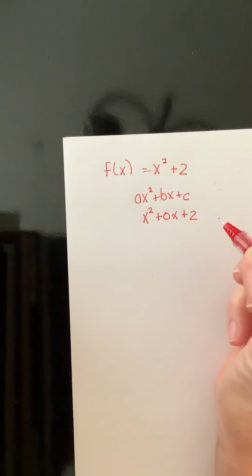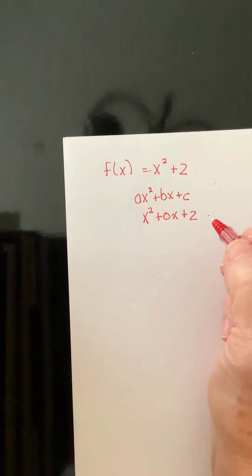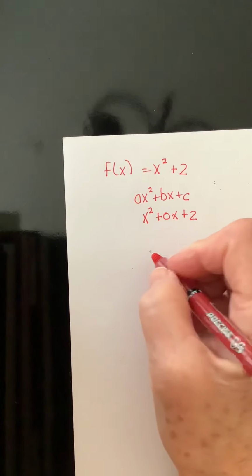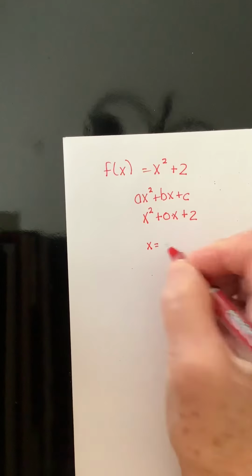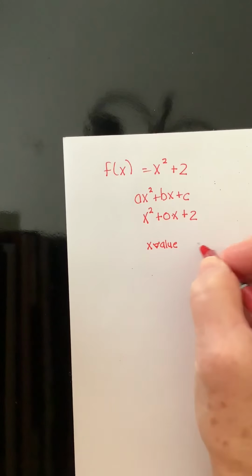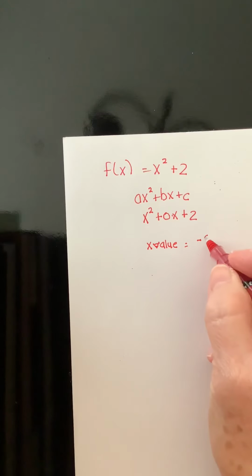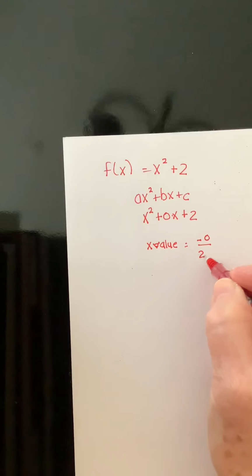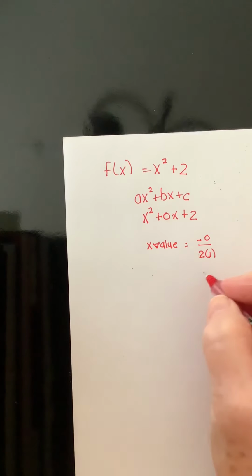plus 2. Okay, so to find the vertex, our x value: the x value of the vertex is going to be the opposite of b. So b is 0, so it's the opposite of 0, over 2 times a, which is 1. Well, 0 over anything is 0. So that's our x value.